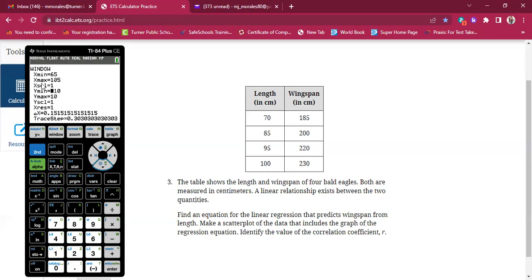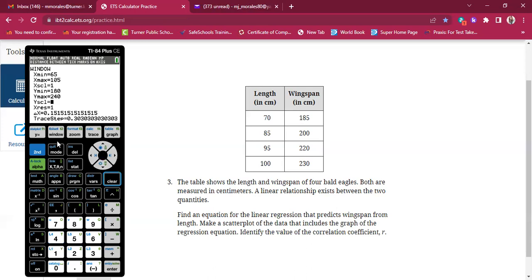I'm not going to change this one. I'll just change the x minimum, x maximum, y minimum, and y maximum. So for the y minimum, the lowest value of your y is 185. So I'm going to choose 180. Any number below 185, but greater than, let's say, 170. And the highest y value is 230. So I'm going to use a number just a little bit higher than 230, so 240, something like that. Okay, and then I'm going to clear it.